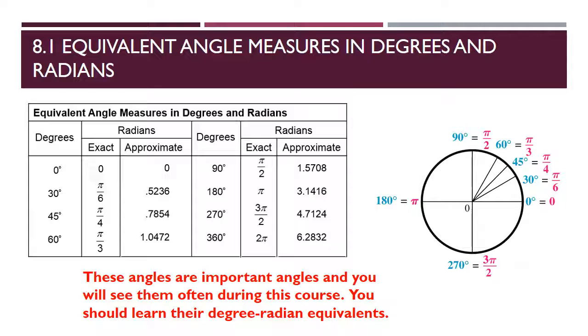30 and 60 can be easy to confuse because the 30 is pi over 6 and the 60 is pi over 3. If you remember that it's kind of an opposite thing with those numbers, it might help. 90 is pi over 2, 180 is pi, 270 is 3 pi over 2, and then 360 is 2 pi. You're going to see these a lot, and you're going to want to have the exact values, with the pi involved, instead of the decimals most of the time. So you really need to get these equivalents down in your head.